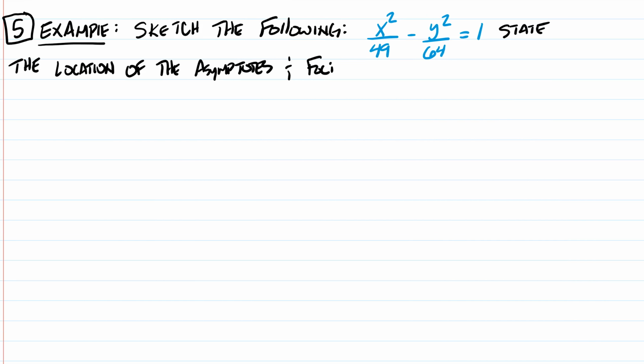Okay, box number 5. Let's do another example together. Let's sketch x squared over 49 minus y squared over 64 is equal to 1.